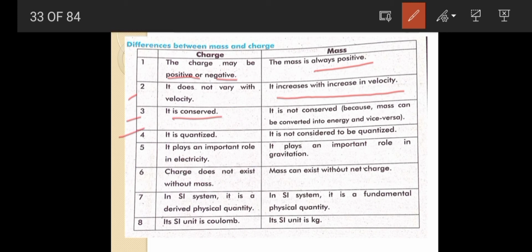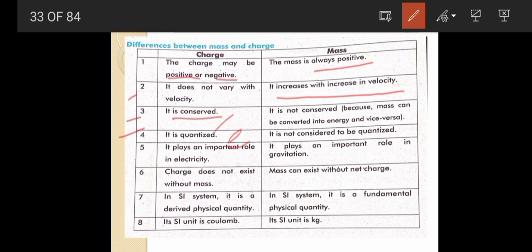The next one, charge is quantized, whereas mass is not considered to be quantized. What do you mean by quantized? Quantized means nothing but it is available only in particular values. The charge can be available in only discrete values, in particular values. You can always say that the smallest entity of a charge is e. Clear? The smallest value of a charge in this universe is e, which is 1.6 into 10 to the power minus 19 Coulomb.